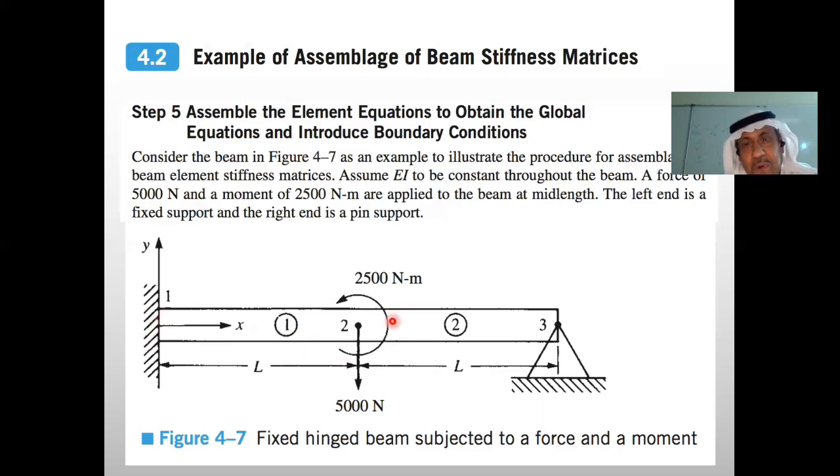Node 1, node 2, node 3. Okay. Can you tell me the global stiffness? What size will it be?